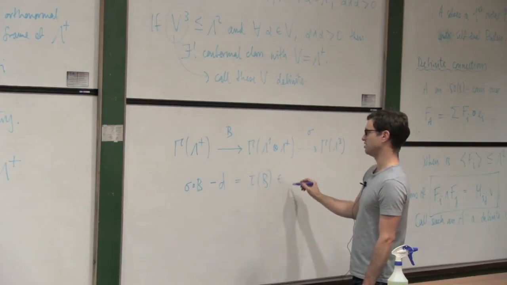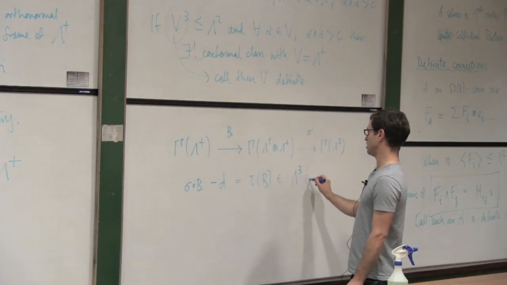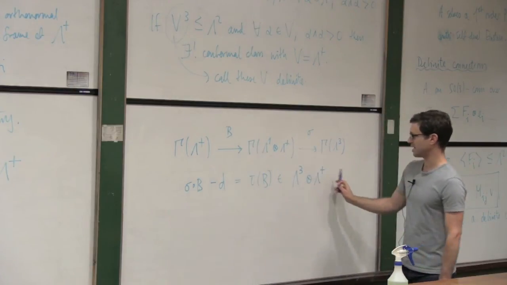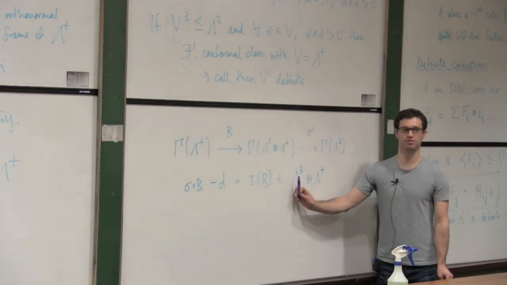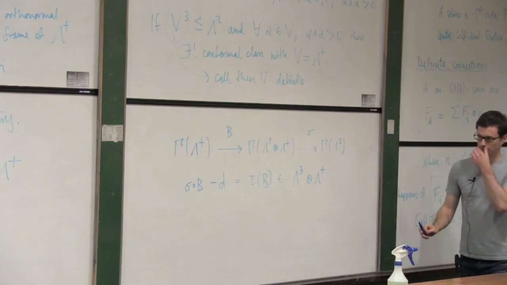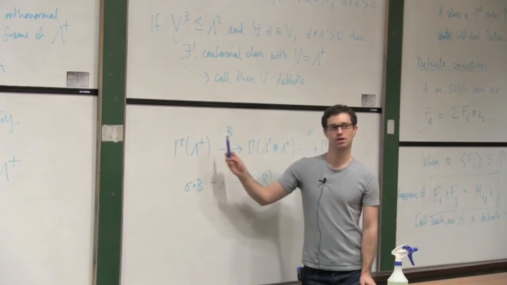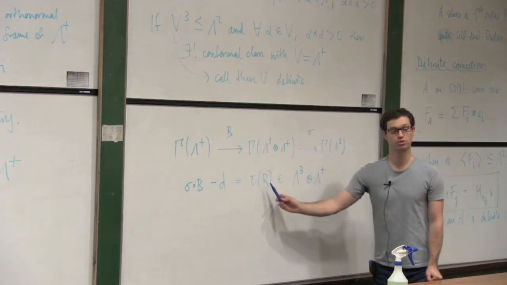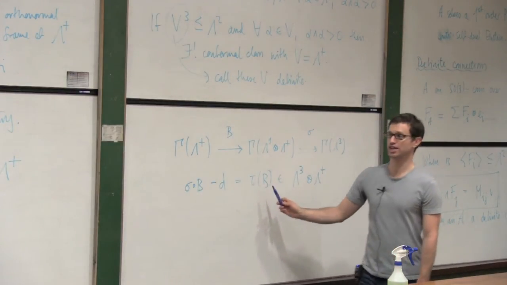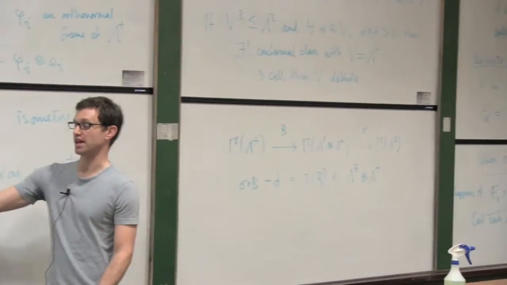And it lives in lambda 3 tensor lambda plus. So it eats elements of lambda plus and spits out elements of lambda 3. Okay. And the Levi-Civita connection is the unique connection on lambda plus which preserves the metric and for which the torsion vanishes. So the question now just becomes, what's the torsion of this connection?